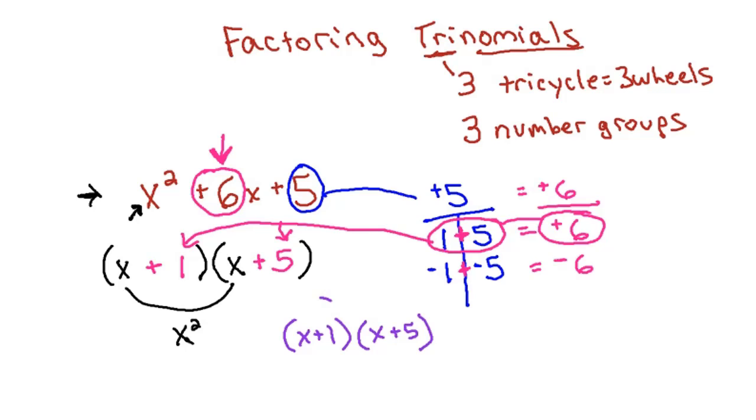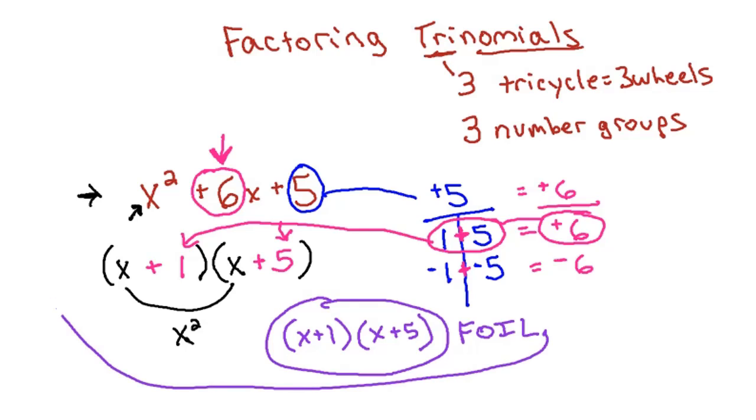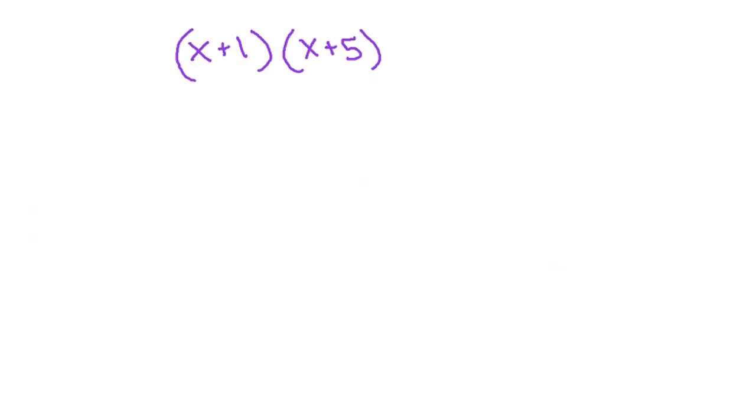And now we have to check our work. So we're going to FOIL this back out and see if it's going to give us the original problem, x squared plus 6x plus 5. So we have x plus 1 and x plus 5. We're going to go first. X times x is x squared.